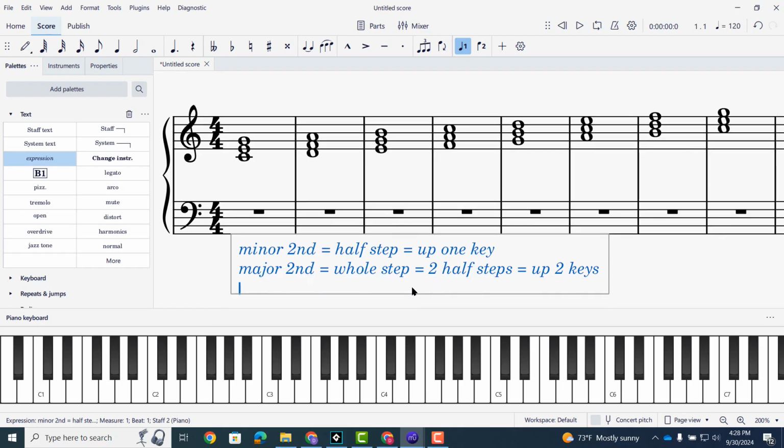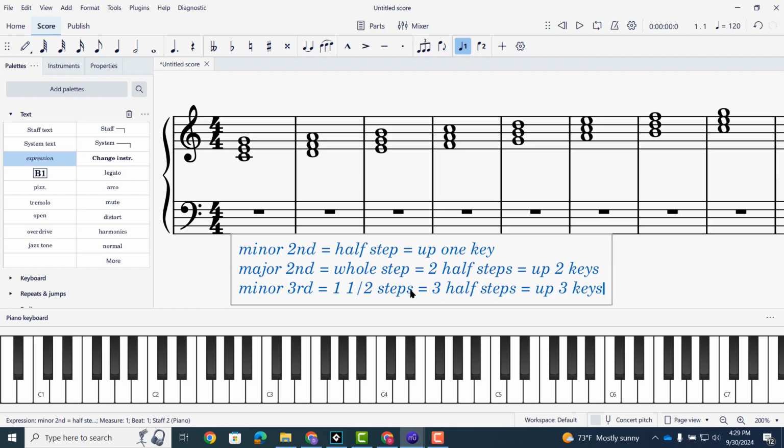All right. Next one after that is a minor third, which is equivalent to 1 1/2 steps. That's 3 half steps. And that's up 3 keys on the keyboard, counting both black and white keys.